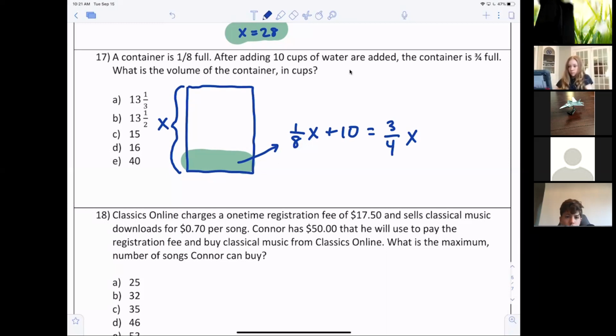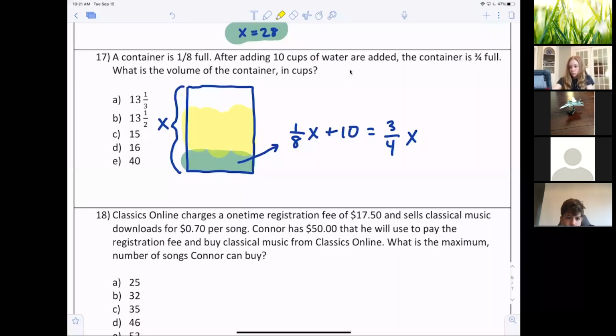If you add 10 cups, so what I'm going to do is add 10 cups. And now it's 3/4 full. That's what I'm thinking you can see. But we don't know how full it is because we don't know how much it can hold, so that's what x represents.